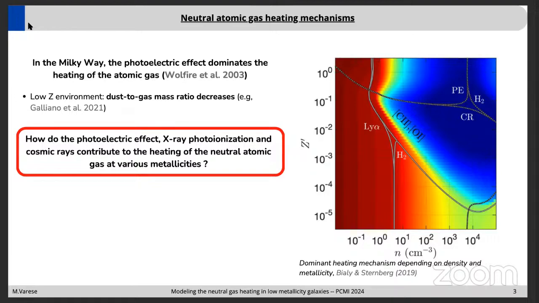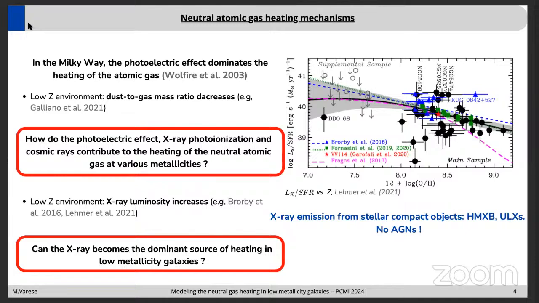But this study is still theoretical, and it doesn't take into account the X-rays. We know that in low metallicity galaxies, the X-ray luminosity increases by a factor of 6, as given in the paper of Lehmer et al. But some more recent papers claim that it can be even higher, more than one order of magnitude higher in low metallicity galaxies. So what we would like to know is whether the X-rays can become a significant source of heating in this low metallicity environment.